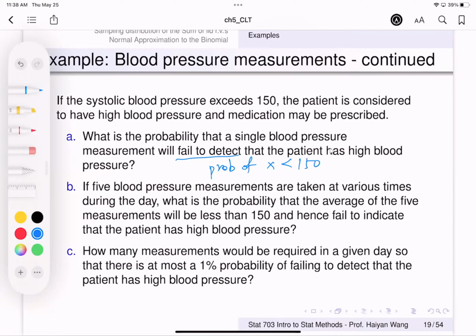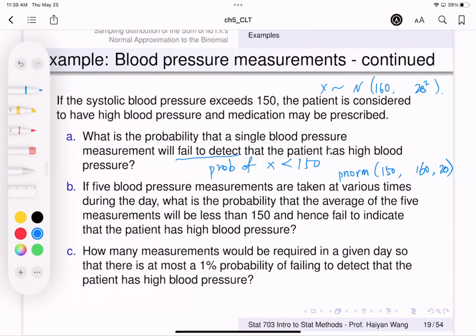For this example, we already know the blood pressure X has a normal distribution with mean of 160 and variance of 20 squared. So in this case, we can compute this probability with just the pnorm. We put in the 150, that's the value we want to compute the probability for, we put in the mean of this distribution and the standard deviation. That will give us the probability. After finishing the computation, you will see the value is around 0.3.